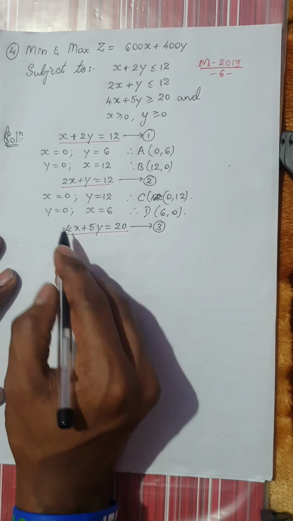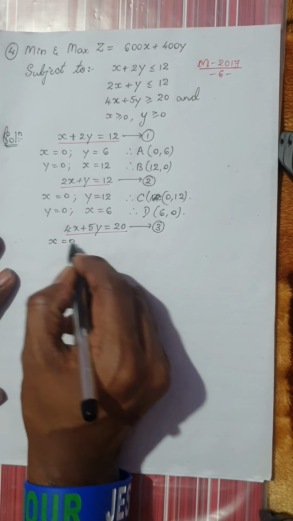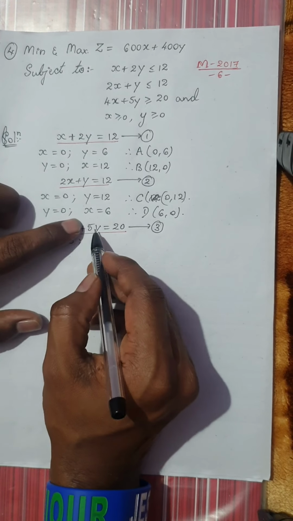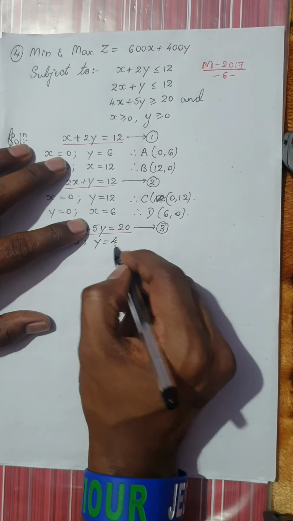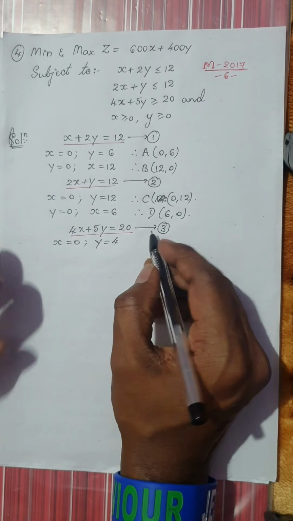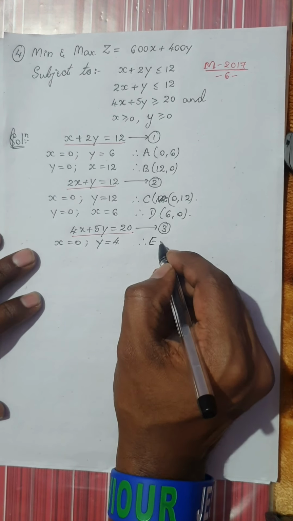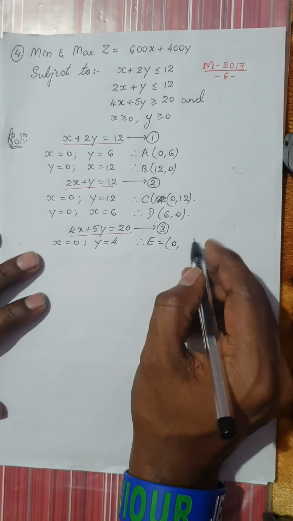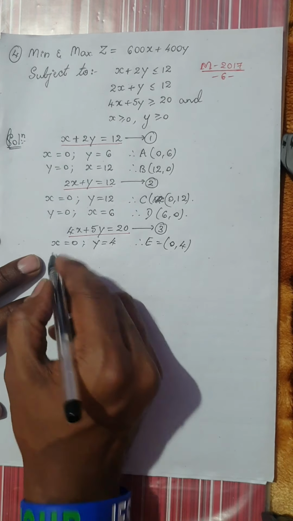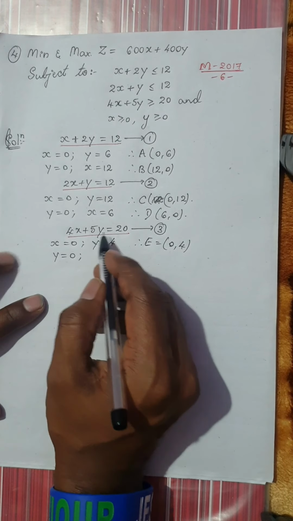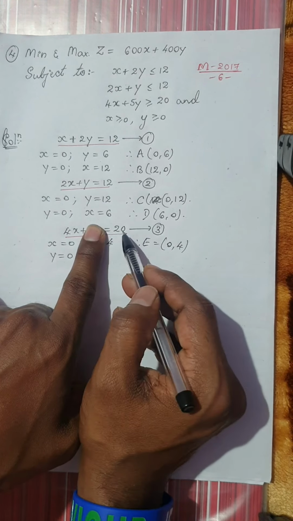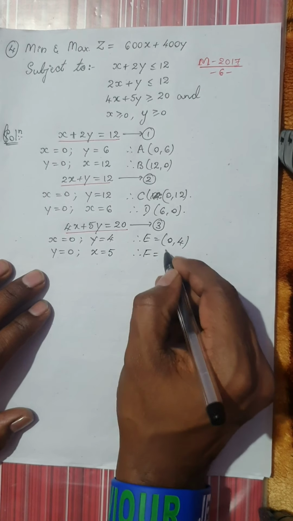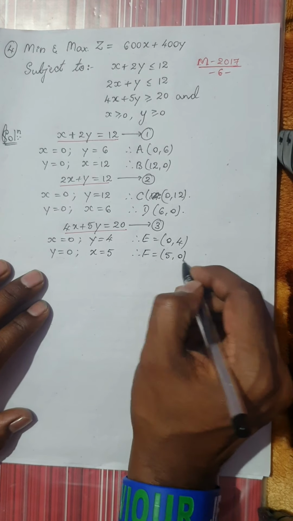Now consider this. If I put x is equal to 0, very clear, you will get 5y is 20. Therefore y is nothing but 20 by 5, that is 4, because 5 4s are 20. Therefore the point E would be x is 0 and y is 4. Now put y is equal to 0, you will get 4 times x is equal to 20. So 4x is equal to 20 means x is 20 by 4. You will get x is equal to 5, because 4 5s is 20. Therefore the point F is nothing but 5 comma 0.